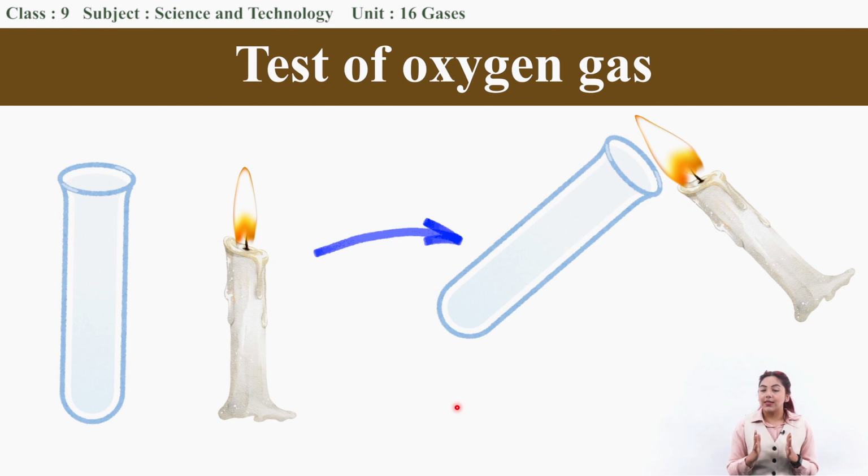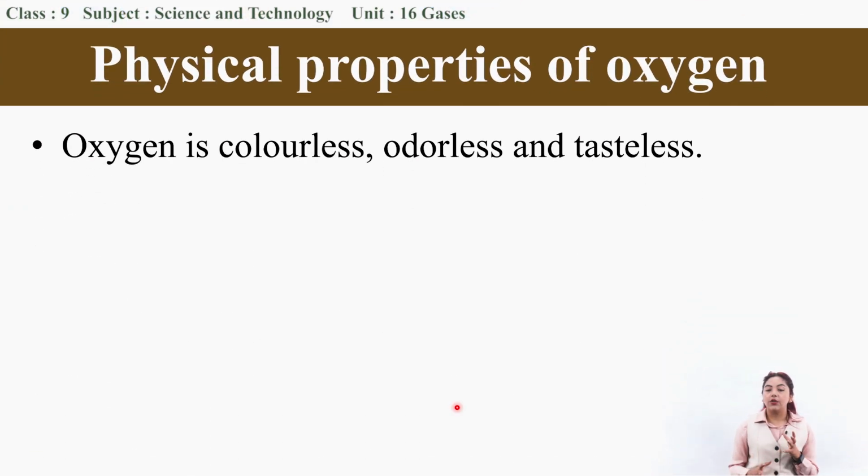So this is the test of the oxygen gas. Now let us study a little about some physical properties of oxygen. The first is, as you saw while we were preparing the gas in the laboratory, the gas did not have any color. So the oxygen is colorless. It does not have any smell, so it is odorless, and it has no taste. Hence it is tasteless. So oxygen is colorless, odorless, and tasteless.